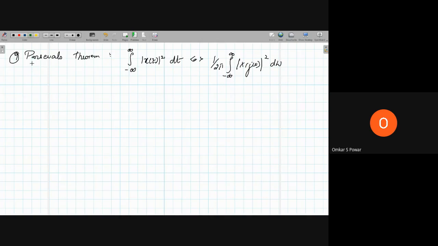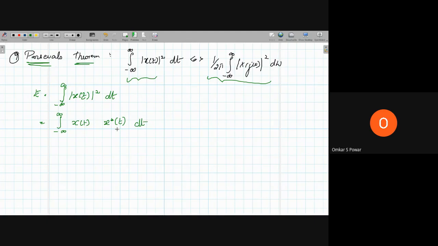So you have to prove Parseval's theorem. The left side is nothing but the energy of the signal, and the right side is nothing but your energy density spectrum. So let us prove that. We know that energy of the signal is equal to integral from minus infinity to infinity mod x of t whole square dt. So this is the energy of the signal. How can I write this one? Integral from minus infinity to infinity x of t multiplied with its conjugate into dt.